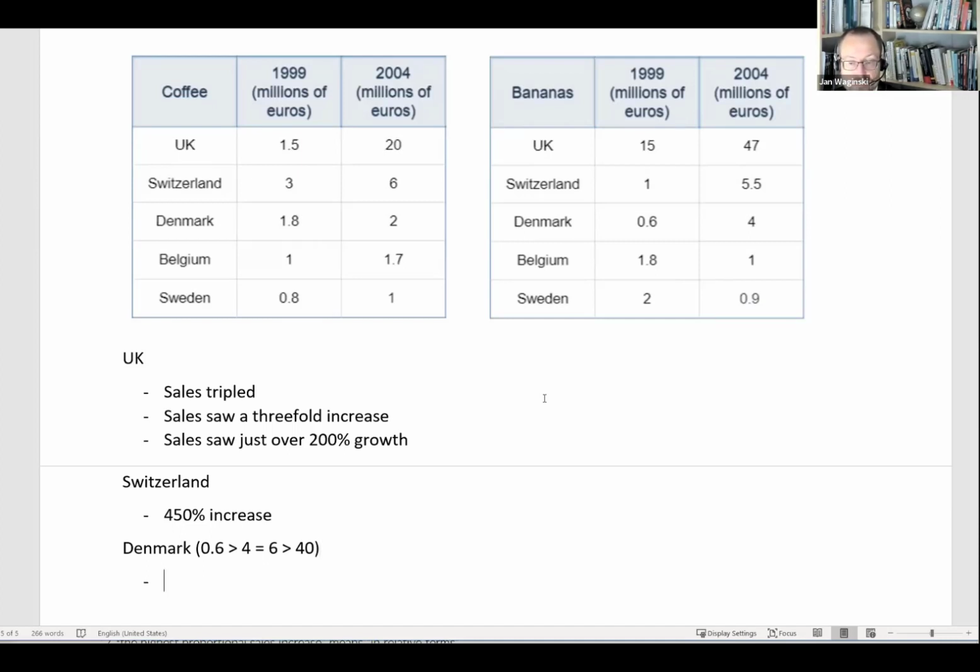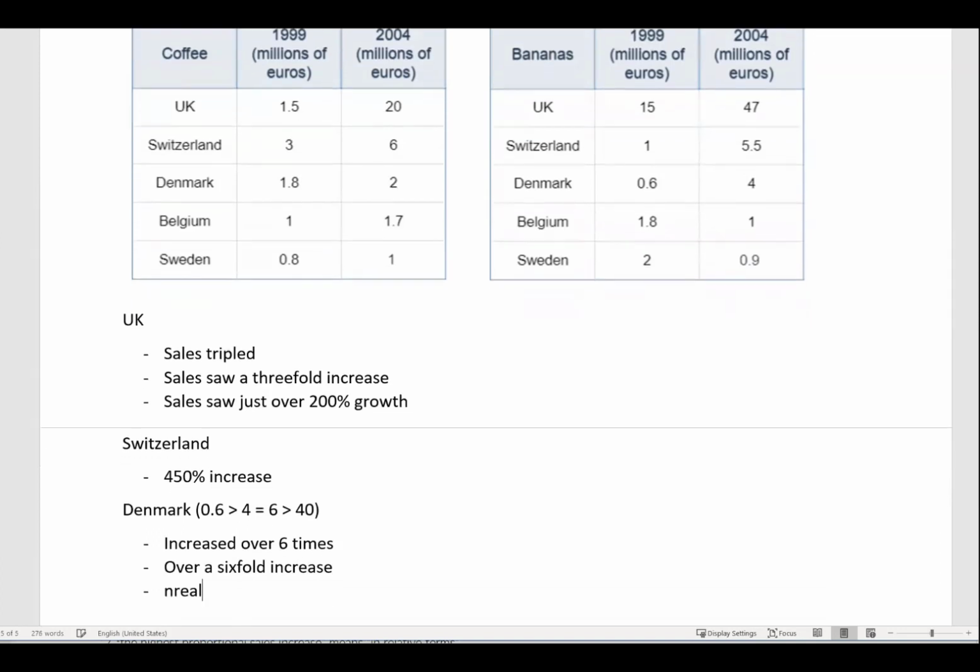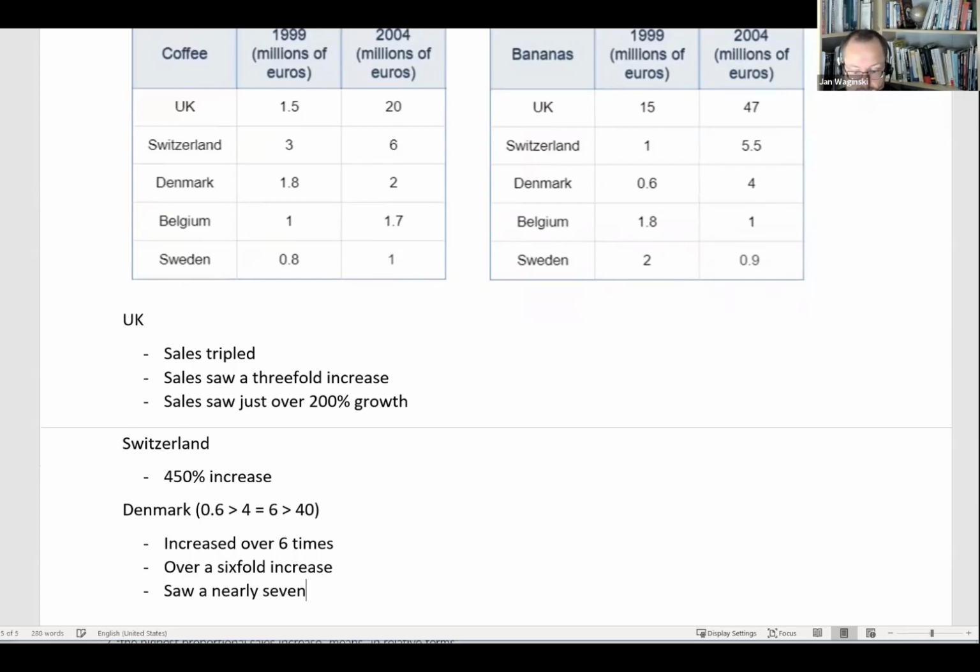Right, 6 times 6 is 36. So it increased over 6 times, over a 6-fold increase, almost 7-fold increase, right? It saw a nearly 7-fold increase is another way you could say this.